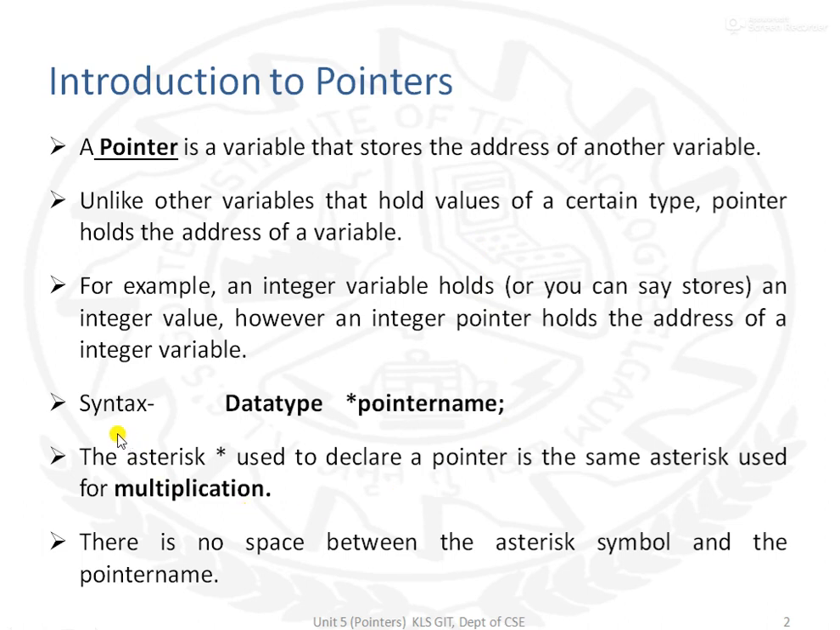So we'll see the syntax. Now the syntax contains a data type and a pointer name. The pointer name is prefixed with a star symbol, so we have to keep in mind that there is no space between the star symbol and the pointer variable. This star symbol is also known as asterisk, which is commonly used in the arithmetic operation of multiplication.